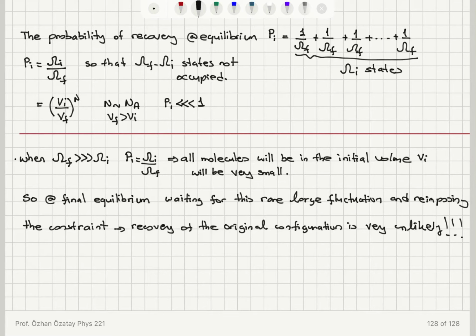And in general, what process do we call reversible and what irreversible? So this is the general definition of irreversibility. If the final number of accessible states is greater than the initial number of accessible states, the process is irreversible.